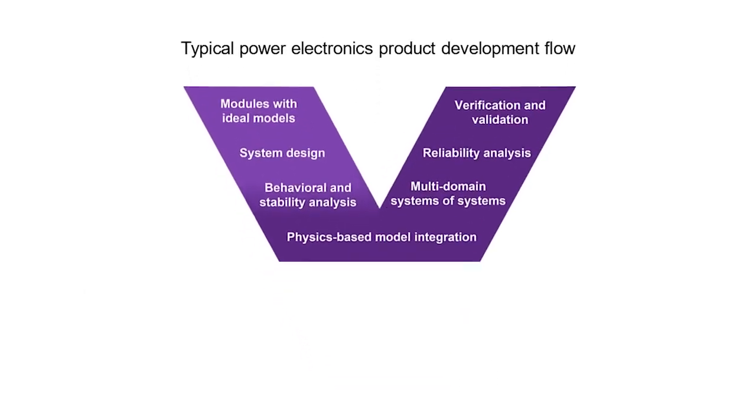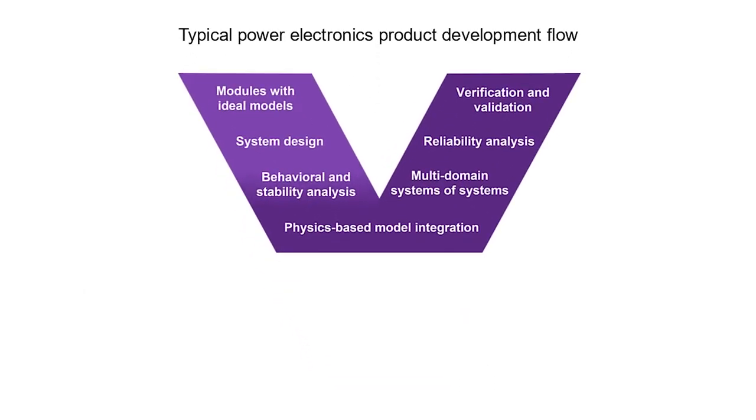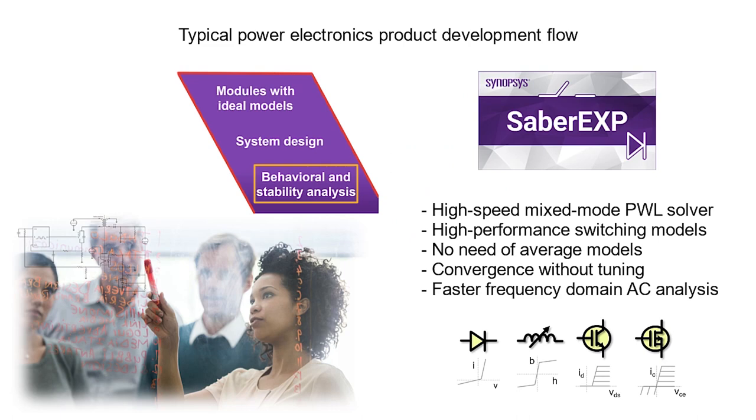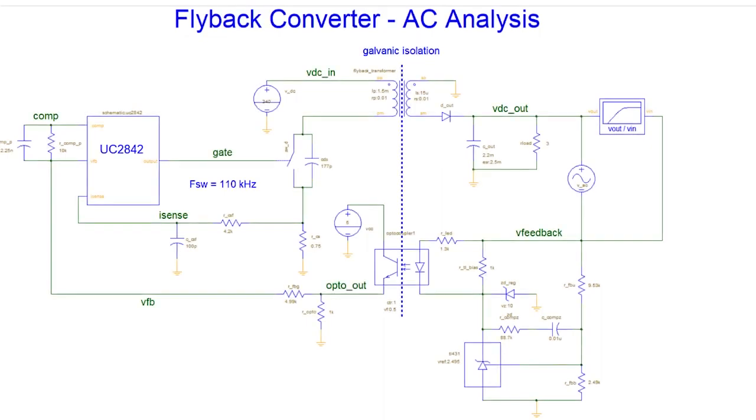In a typical V-diagram of power electronic product development flow, the stability studies are carried out during the early stage of the development. At this stage, a piecewise linear simulator like Saber EXP helps to make topological and sizing decisions. Let us look at the flyback converter design here.